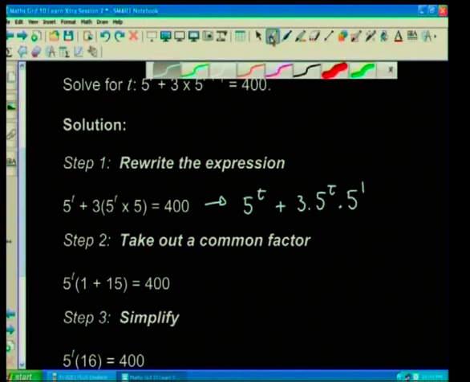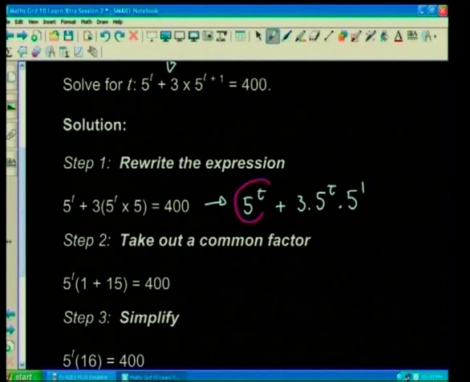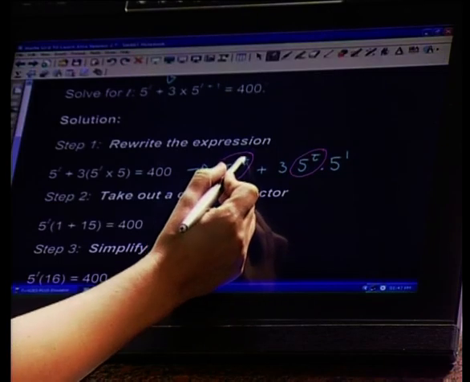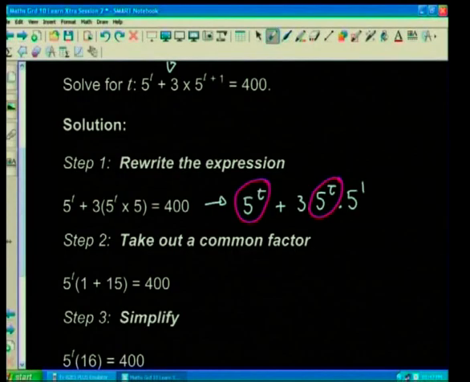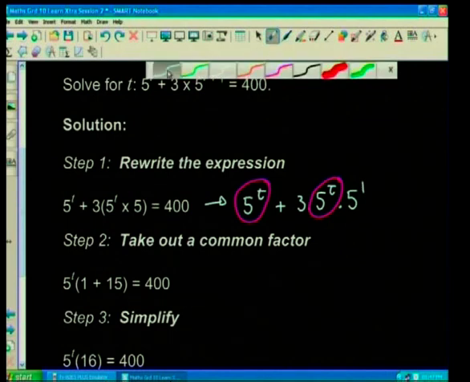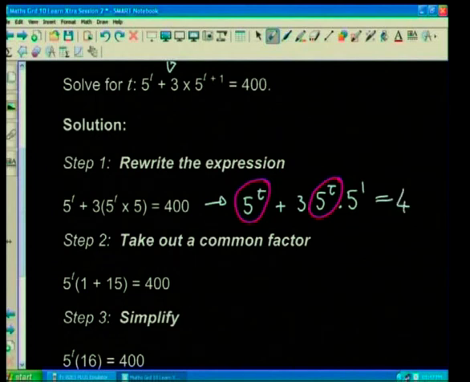It's now a lot easier to see where our common factors are, and as a result, easier to take them out. So when we take them out in the next step, it's easier to see what's left again. Because we've removed 5 to the power of t, we've got to put a tombstone in its place, and over here, 3 times 5 gives us 15. Now it's still all equal to 400. We haven't done anything to that 400. So the 400 still remains.